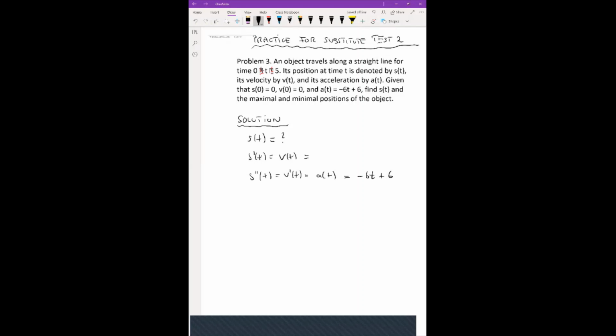This is then the same as minus 3t squared plus 6t plus a constant. And now the question is, what is the constant? But the constant you choose now, you know that v of 0 is equal to 0. So when we plug in for t equal to 0, you should get 0. So c must be 0.